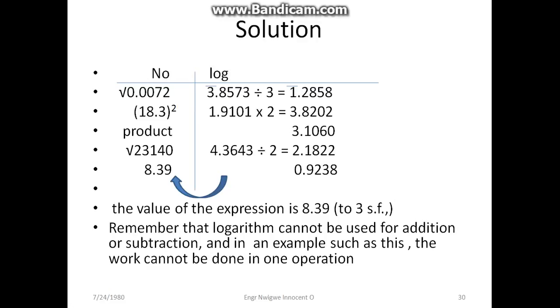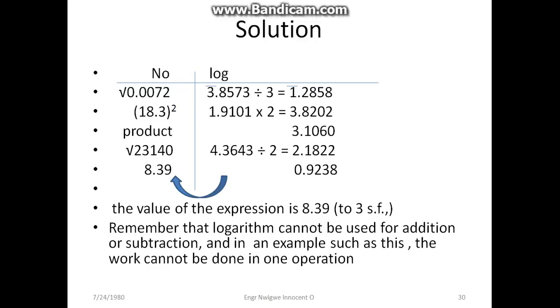Then for the square root of 81.3, we get the logarithm of 81.3, which is 1.9101, times 2. We multiply it by 2, since it is raised to power 2, to give us 3.8202. Then we add bar 1.2858 with 3.8202 to give us 3.1060.